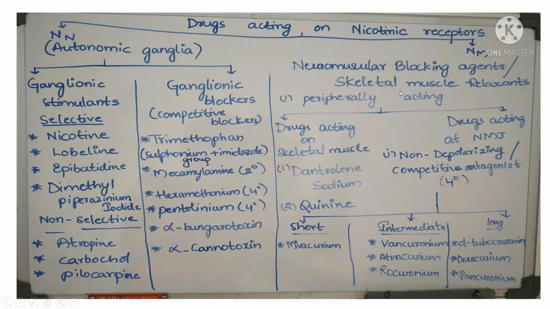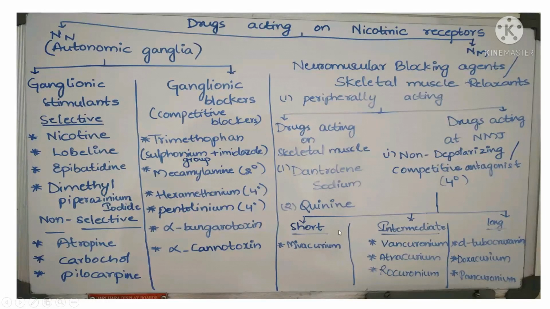And the neuromuscular blocking agents or skeletal muscle relaxants. Under this we have peripherally acting drugs: drugs acting on skeletal muscle, dantrolene sodium, and drugs acting at the neuromuscular junction, which are non-depolarizing competitive agents. Under this again three categories: short, intermediate, and long. This classification is very important. Sometimes they'll ask for an intermediate acting drug, short acting drug, or long acting drug. Just remember these.